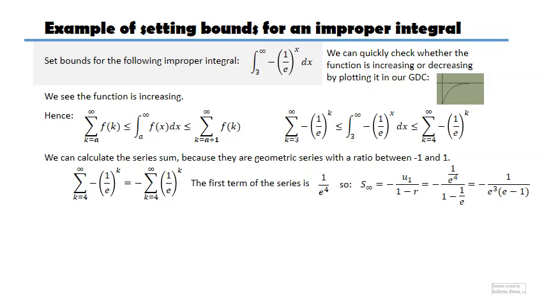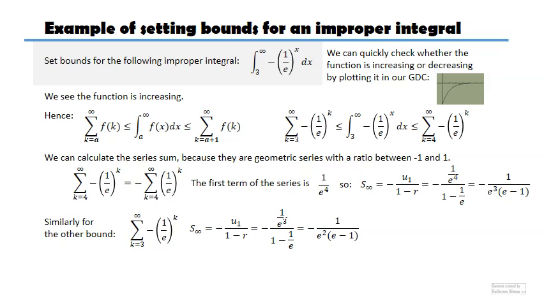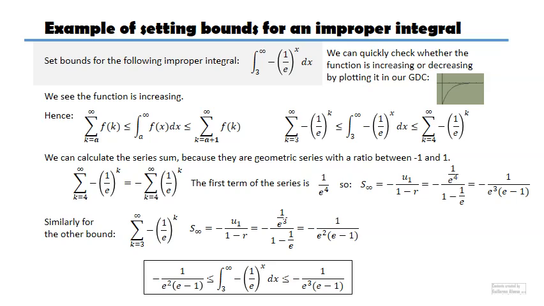The other one is going to be something very similar. This is going to be this bound here. So finally, I found my bounds, and I can say that the improper integral is smaller than this thing and bigger than this thing. Great.